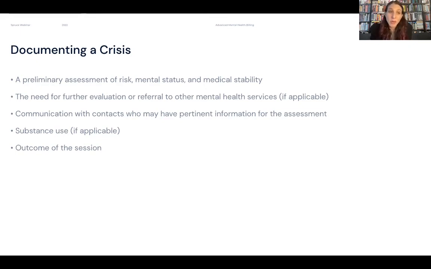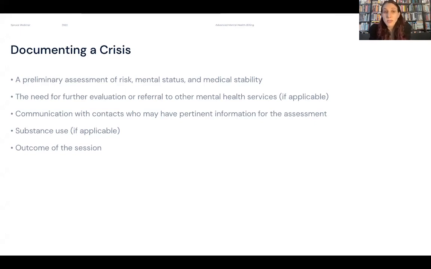You need a preliminary assessment of risk, mental status, and medical stability. You need the need for further evaluation or referral to other mental health services, if applicable, communication with contacts who may have pertinent information for the assessment, substance use, if applicable, and the outcome of the session.